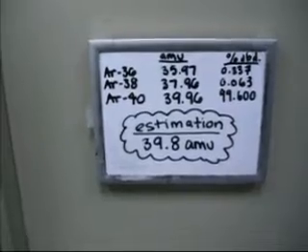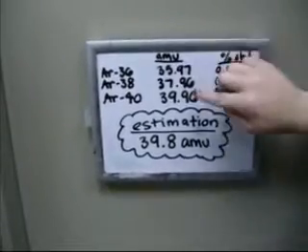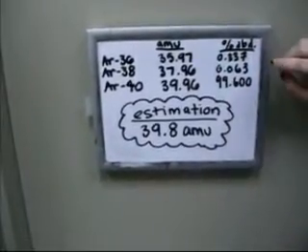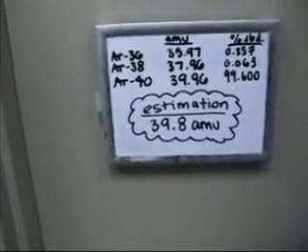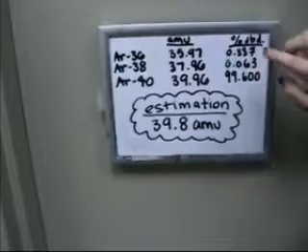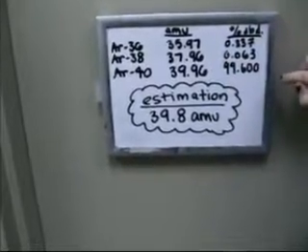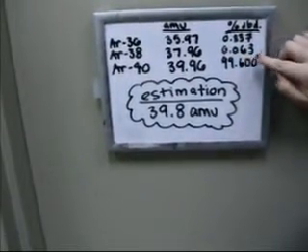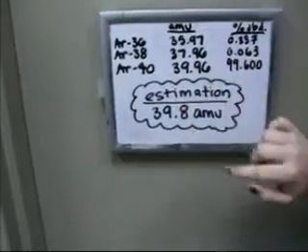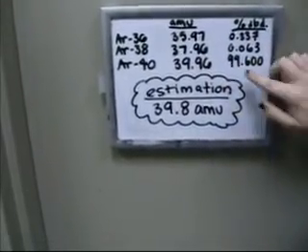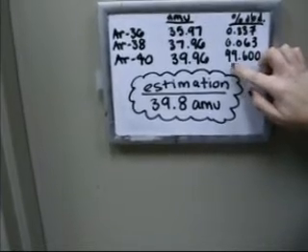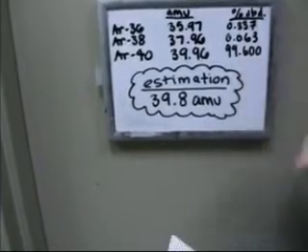Argon-36 has a mass of 35.97 AMU and a percent abundance of 0.337%. Argon-38 has a mass of 37.96 AMU and a percent abundance of 0.063%. Argon-40 has a mass of 39.96 AMU and a percent abundance of 99.600%.